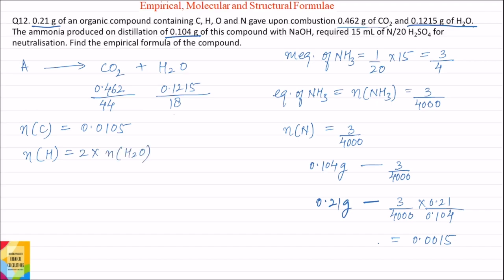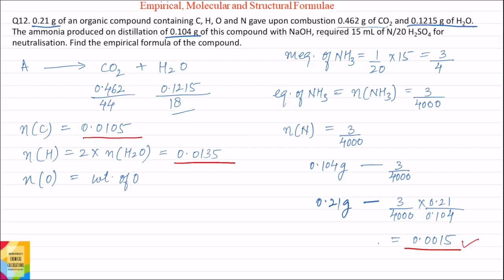और मोल्स ऑफ हाइड्रोजन विल बी इक्वल टू 2 into moles of H2O, because 1 mole of H2O contains 2 moles of hydrogen. तो moles of H2O की वैल्यू गिवन है. Putting the value of moles of H2O, moles of hydrogen will be equal to 0.0135 moles.